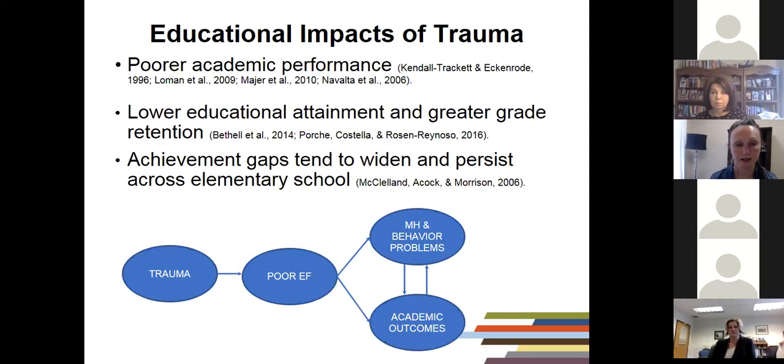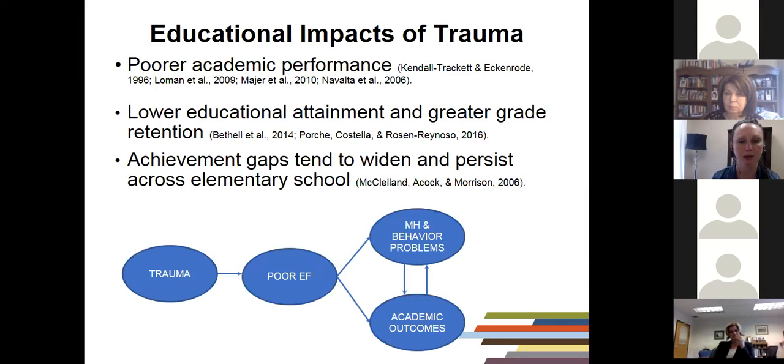Okay, let's go on to the next slide. In terms of academic outcomes among kids who have histories of trauma, they do show poor academic performance. Again, as a group, this isn't true for all kids, but across a range of indicators, they're less likely to graduate, they're more likely to be held back, and whatever gaps exist early on tend to widen and persist across elementary school. I put that in here to highlight the critical role we can play in intervening as early as possible and providing kids with tools and skills to address the regulation difficulties so that they can get off that trajectory of achievement gaps.